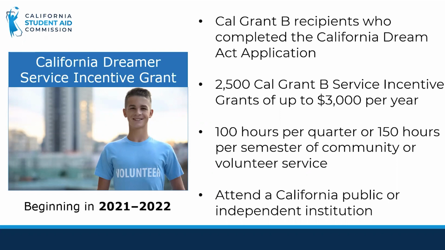But basically, if a dreamer has completed a DREAM Act application and they're a Cal Grant B recipient, and they're attending a California public or independent institution, they have the ability to make money by doing either community service or volunteer service. So they can get up to $3,000 per year. The program is maxed out at 2,500 active students at any given time. And they can do up to 100 hours per quarter or 150 hours per semester, and they can be paid.